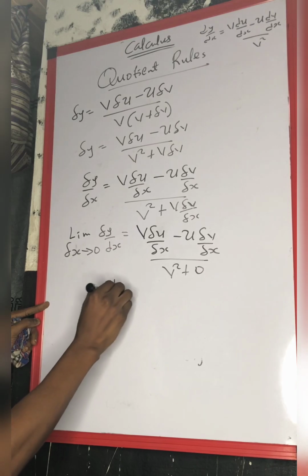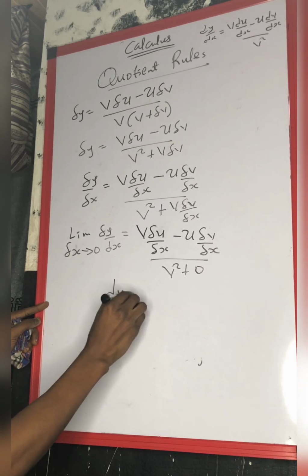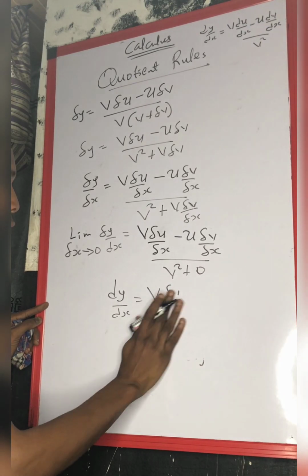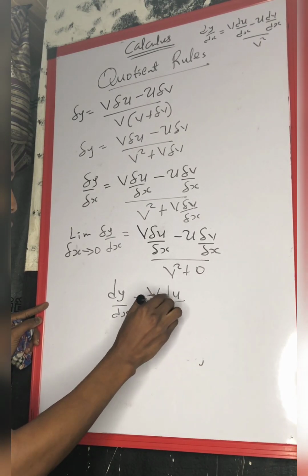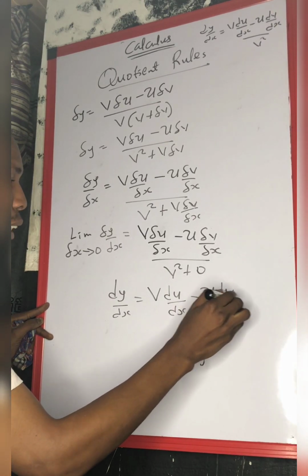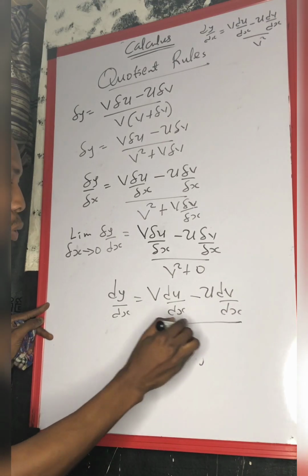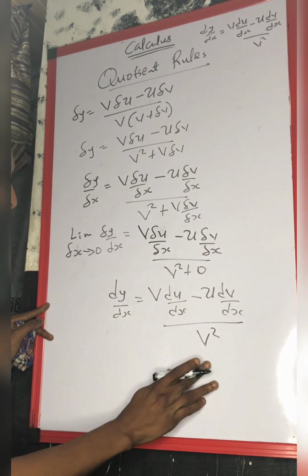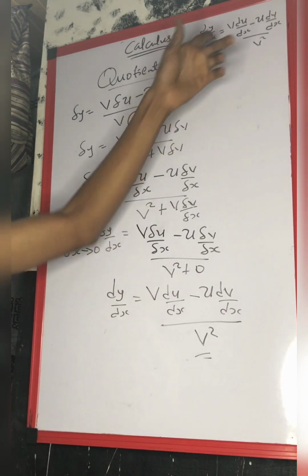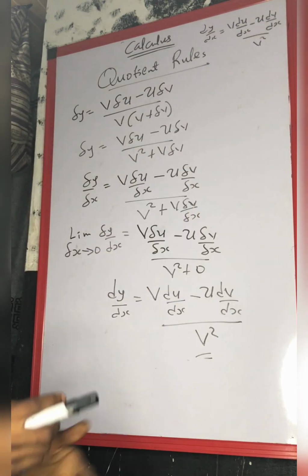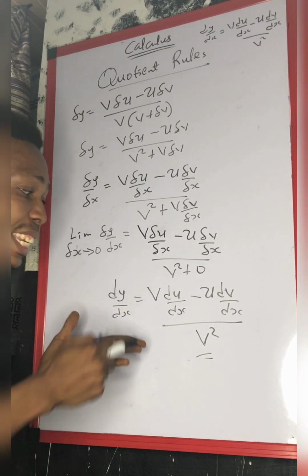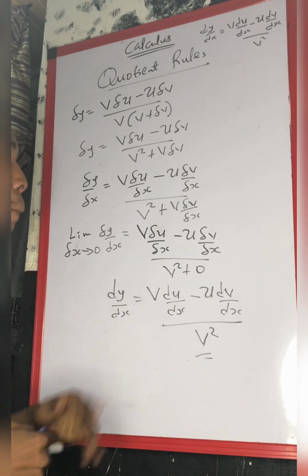So to get our dy/dx, it becomes v du/dx, then minus u dv/dx, then all over v squared. So that is for that. You can see it is the same thing as the formula we started with. This time around, we are going to take questions under this quotient rule using this very formula. All right.